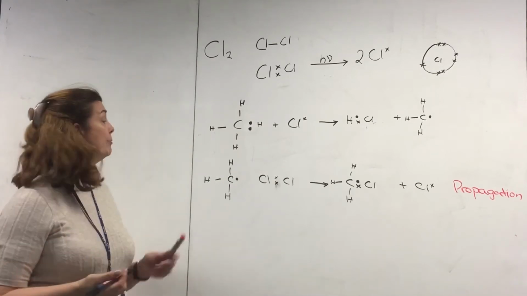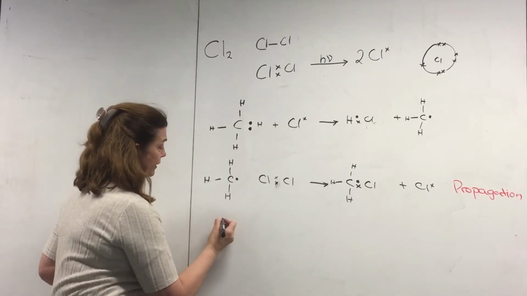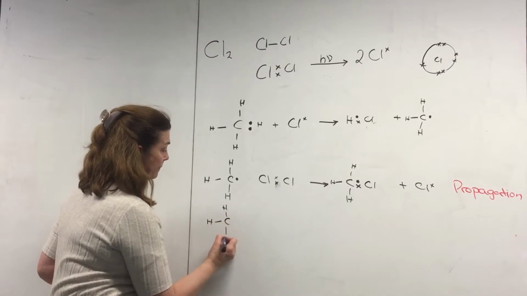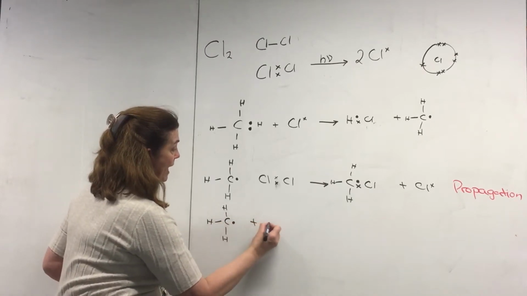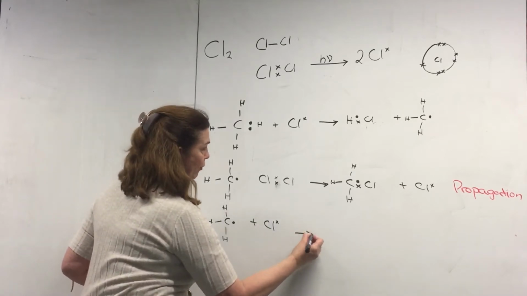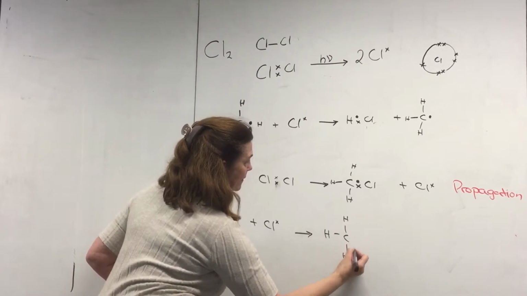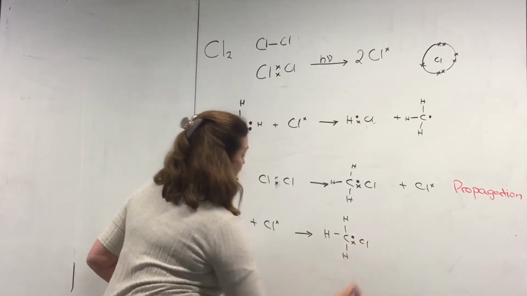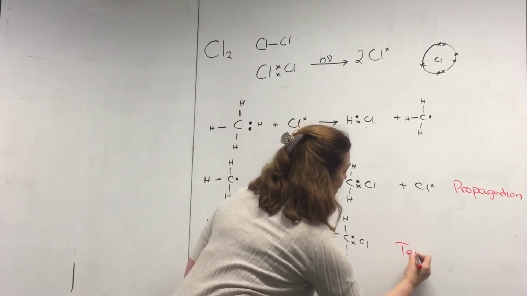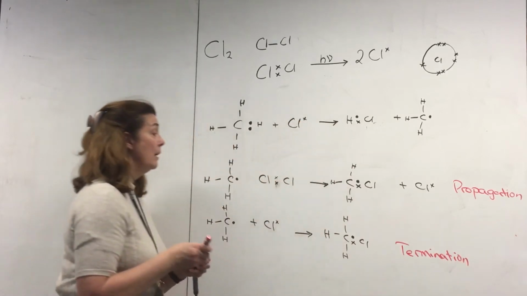Now we can terminate these radical reactions by reacting one radical with another. So we could react the methyl radical with a chlorine radical, and we can form chloromethane. Okay, so that's a termination step. So we're getting no more radicals formed here.